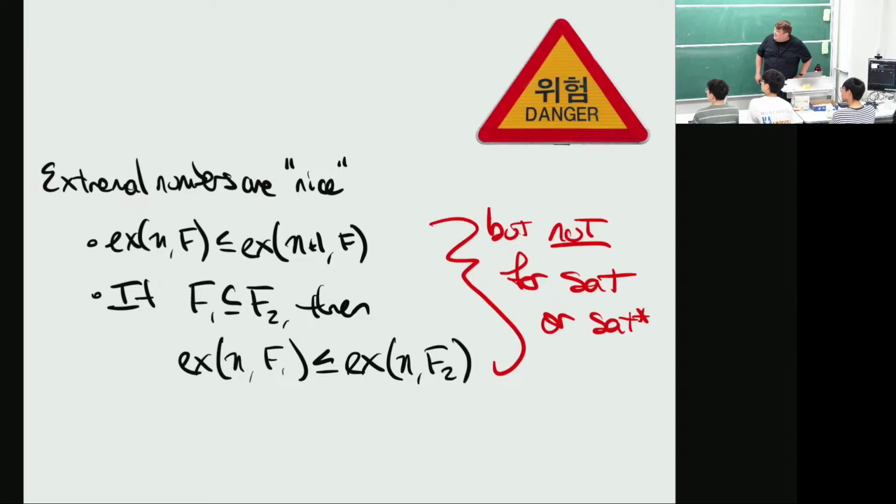On the other hand, these things are not true for saturation numbers, for either of the kinds of saturation numbers that I'll talk about. In fact, in the very last few slides of this talk, I'll introduce infinitely many different versions of the extremal number and the saturation number, and this won't be true for any of them. And I'll show you a quick example.